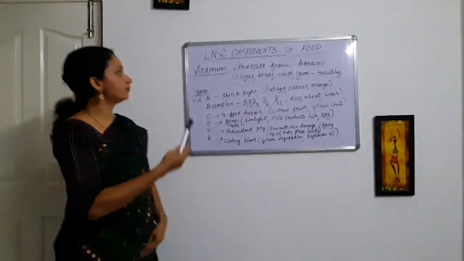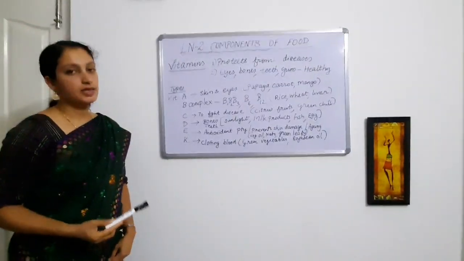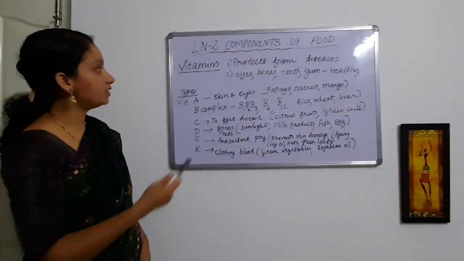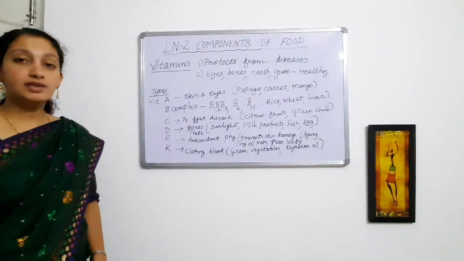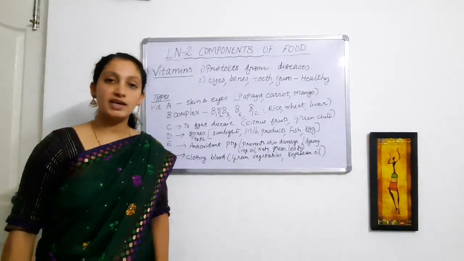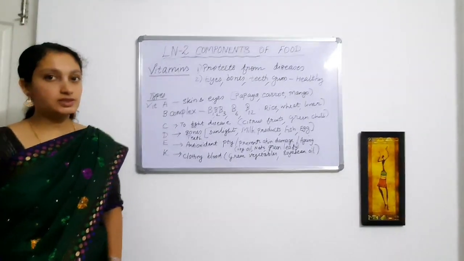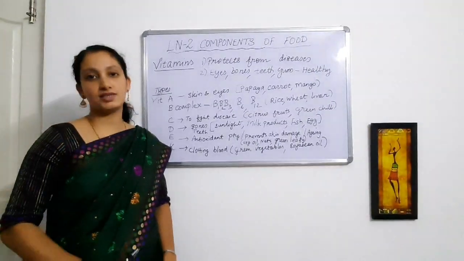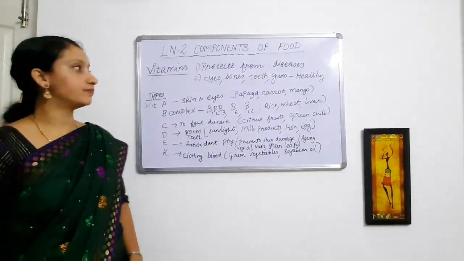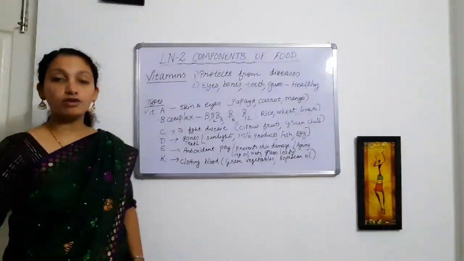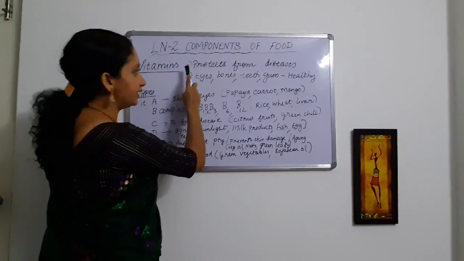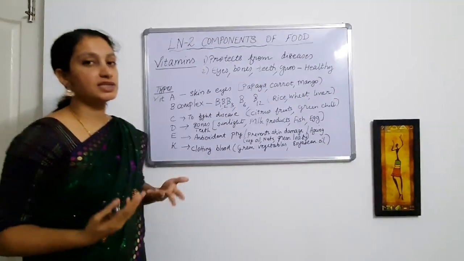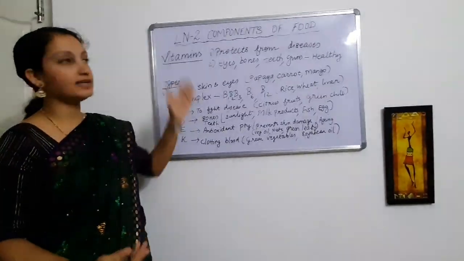Next we'll move to vitamins. So now we have seen carbohydrates, fats, proteins. Next is vitamins. These vitamins are a type of essential component required for our body, but in very small quantity compared to the first three. So what are the main functions of these vitamins? First one is protection from diseases. To fight against disease, we have to include this in our diet.